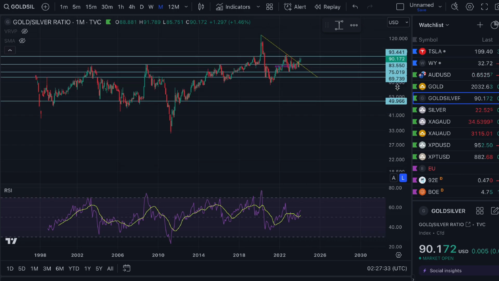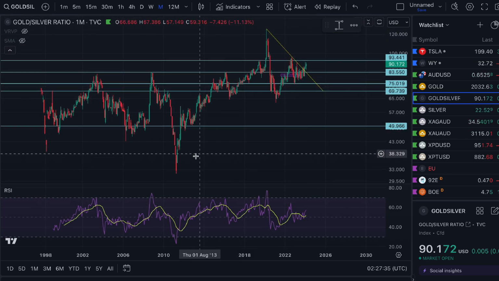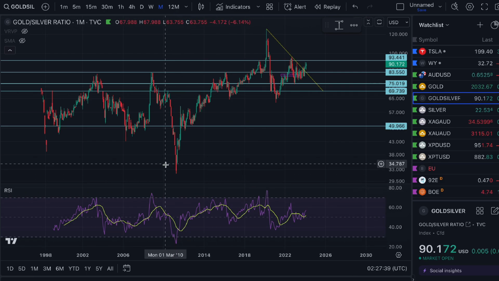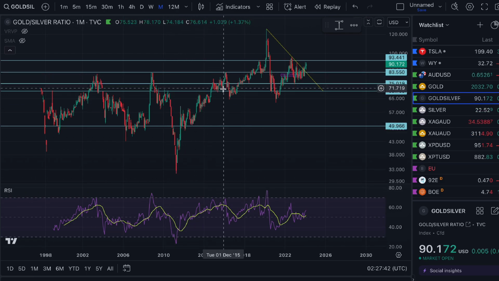So that's why there are some people who wait for these outlying undervalued and overvalued prices, and then hopefully up their ounces in that way. So that is the gold to silver ratio explained.